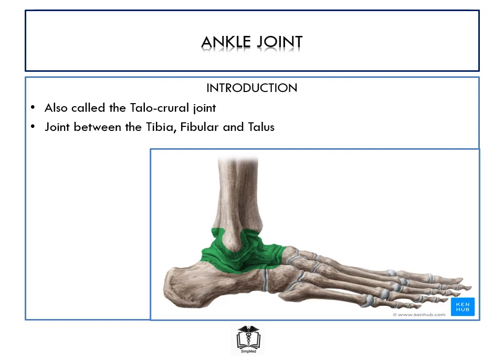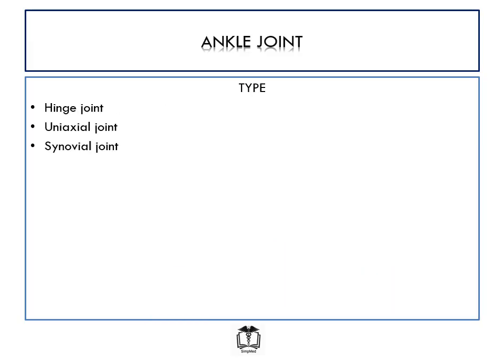The last important joint of the knee is the ankle joint. The ankle joint is also called the talocrural joint because of the various bones involved in forming the joint. So to form the ankle joint, we require the tibial bone, the fibular bone, and the talus. The ankle joint is a type of joint regarded as a hinge joint.